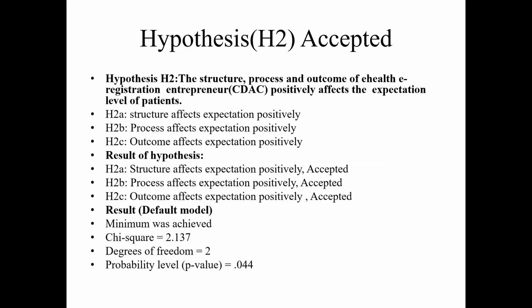Hypothesis 2 is accepted. H2A: structure affects expectation positively, process affects expectation positively, and outcome affects expectation positively. The result of hypothesis, H2A, H2B, and H2C is accepted. The minimum was achieved. The chi-square 2.137 and degree of freedom is 2 and probability value is 0.044.